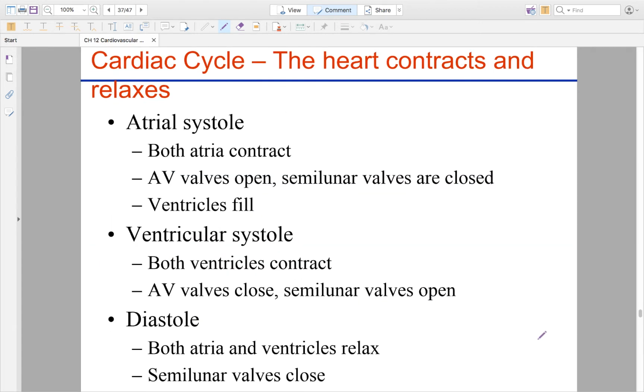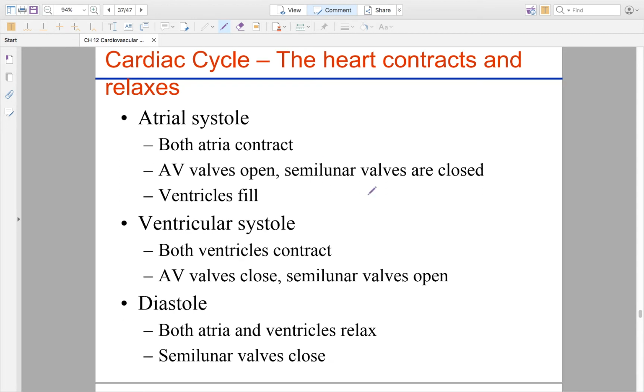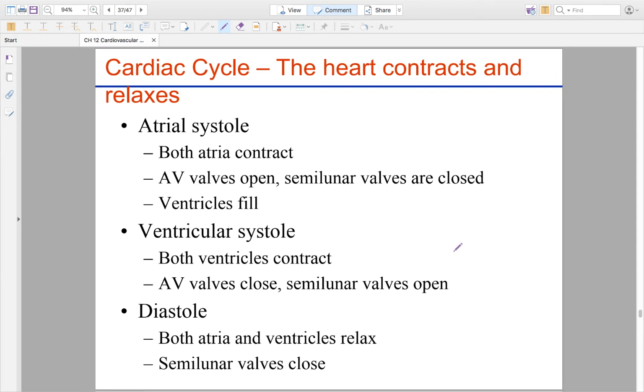Now, the next thing we're going to talk about is the cardiac cycle. So as you very well know, the heart contracts and relaxes. That's just something that muscles do. Now, there's terminology that is important in the cardiac cycle and in the cardiovascular system. Okay, and I want to emphasize the significance of these terms. You're going to see them quite a bit.